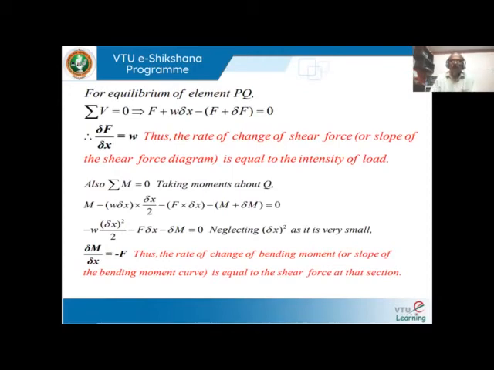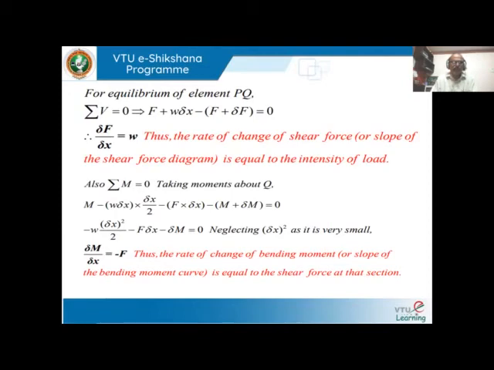Now, what are the conditions of static equilibrium? The sum of all the vertical forces in that element must be equated to zero. So sigma V, that is vertical forces, is equal to zero. So what are the vertical forces that are there in that element? As I told you, F at P. So if I take F positive, then F plus delta F I have to take negative because it will be in the opposite direction.